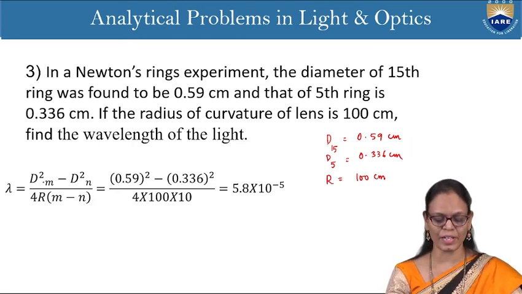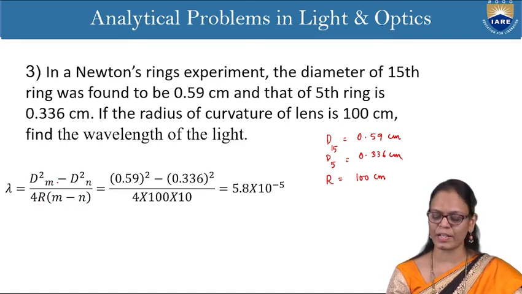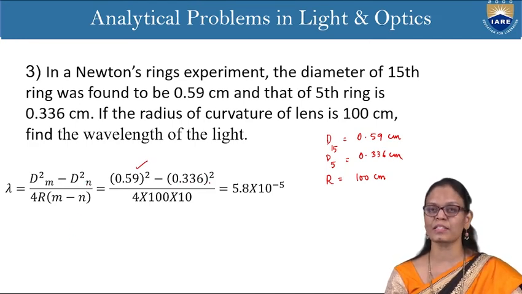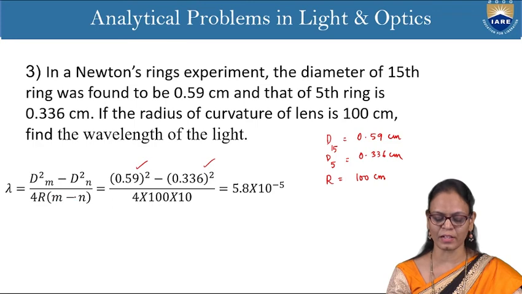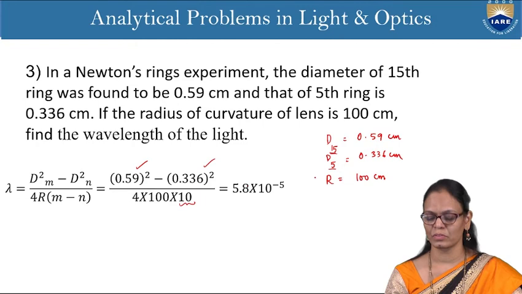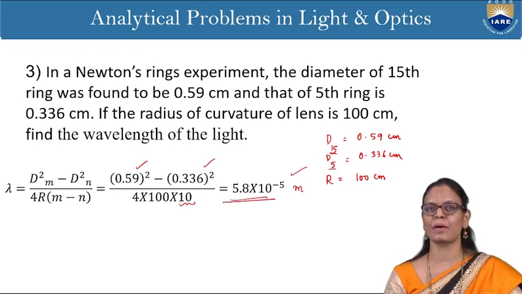So lambda is equal to dm square minus dn square upon 4r into m minus n. So what is our dm? 0.59 square. What is our dn? 0.336 square, upon 4 into R, which is 100, into m minus n. Sorry, m is the 15th ring, n is the 5th ring. So 15 minus 5 gives us 10. So you get the answer, and this will be in centimeter. You can also convert it into lambda and write in angstroms.